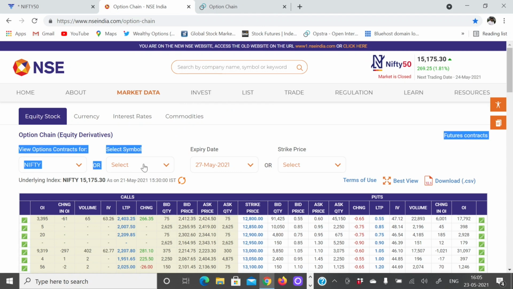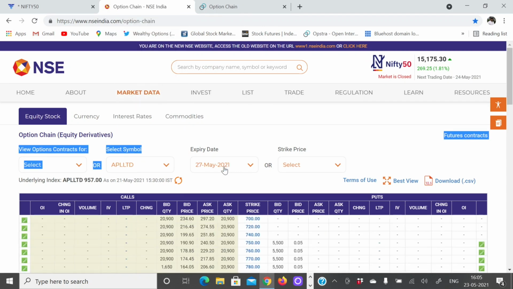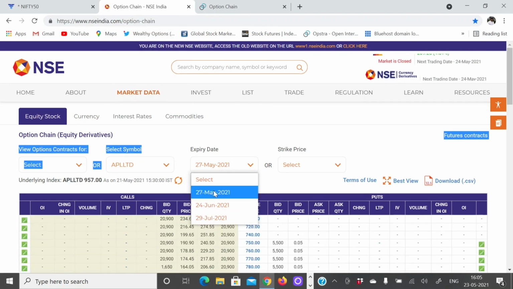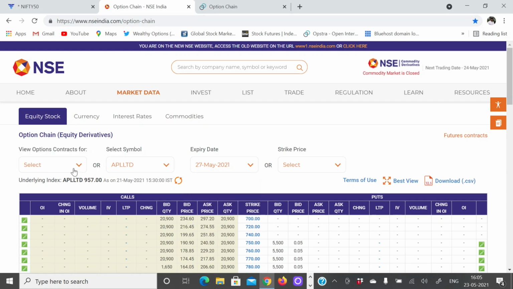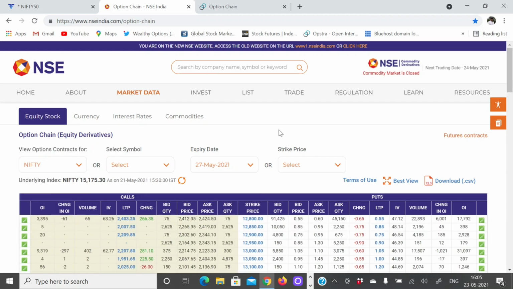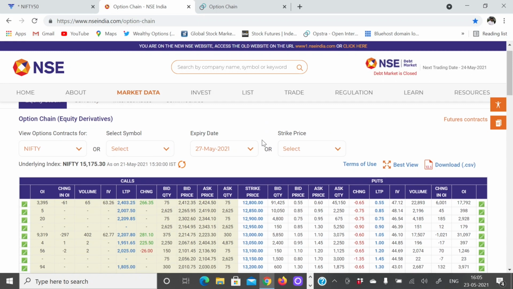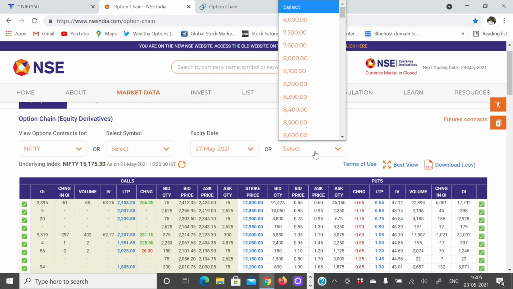For example, if I select any particular stock, it will only show you three options, which is the current month, May month contract, and June and July contracts. Now let's go back to Nifty, and you also have one more option. Obviously option chain shows all the available options contracts. What I mean by that is all the strike prices available. But if you already know and want to look at the data only for one particular strike price, you have an option to choose strike price as well.